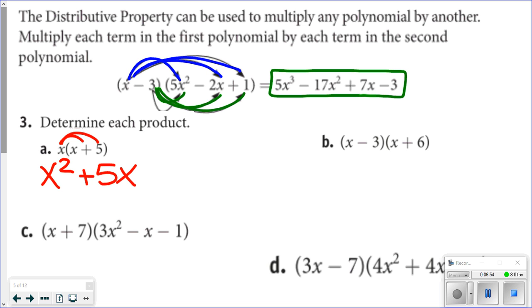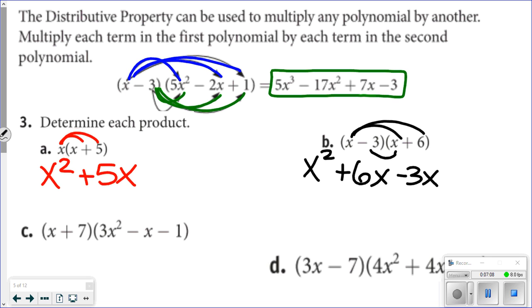Letter B, some of you might have used the box method. Some of you might have thought about FOIL first: first, outside, inside, last. Combine my two terms in the middle.